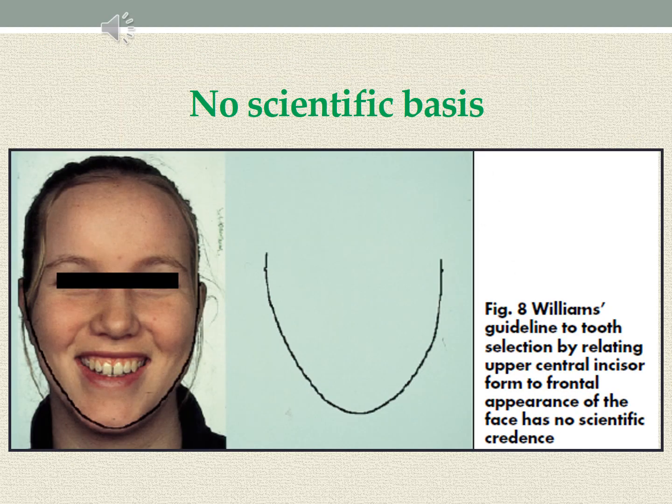In this picture, according to Williams' guideline, the teeth shape should be tapered because the face shape is tapered. But you can see that the teeth are square. So here you can see that there's no scientific evidence for this theory, but we can use it when we select the teeth.